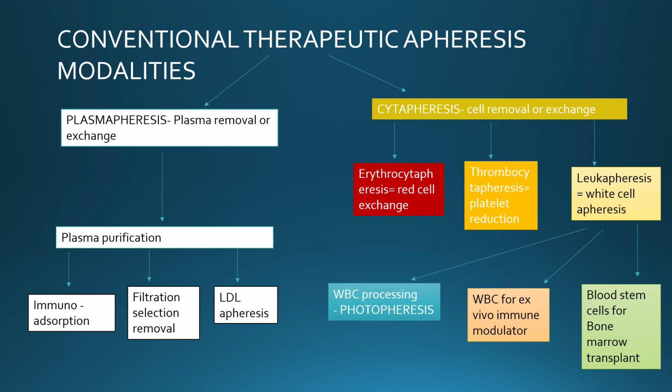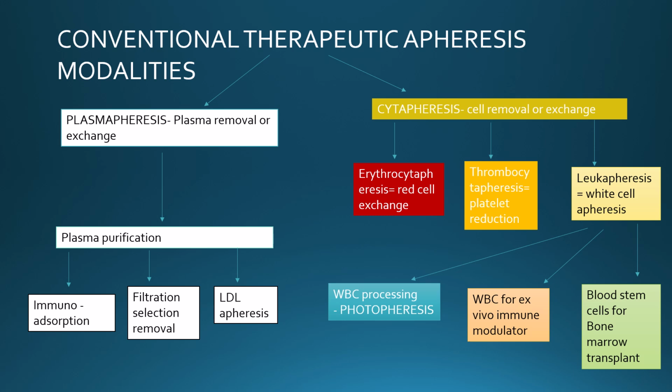Then further it is divided as plasma purification, which is done by immunoadsorption, filtration, selection, removal, or LDL apheresis. You may know that LDL apheresis is also known as lipoprotein apheresis. This is used to treat patients with familial hypercholesterolemia by removing the LDL cholesterol from their bloodstream.